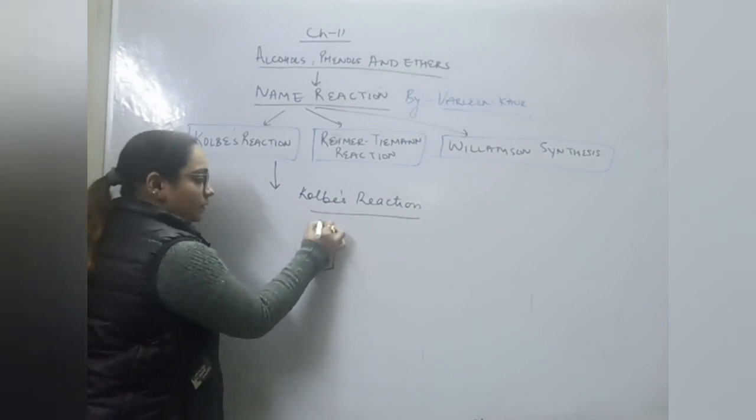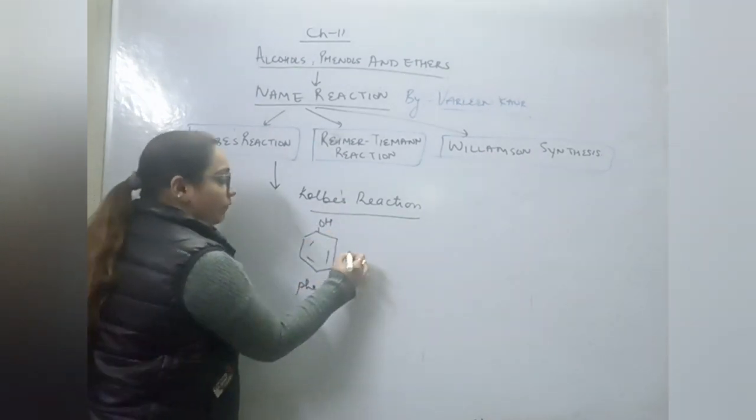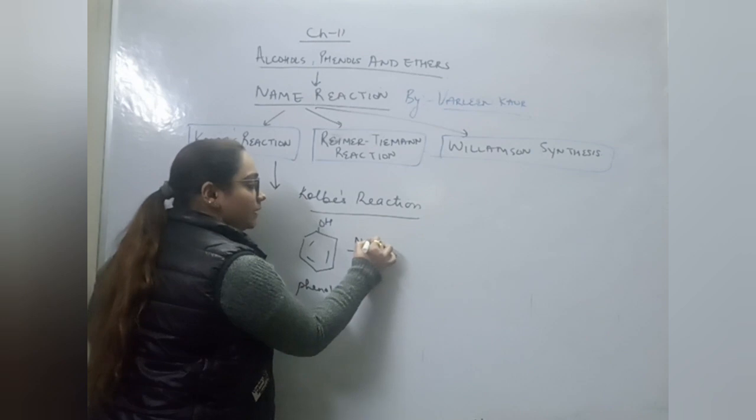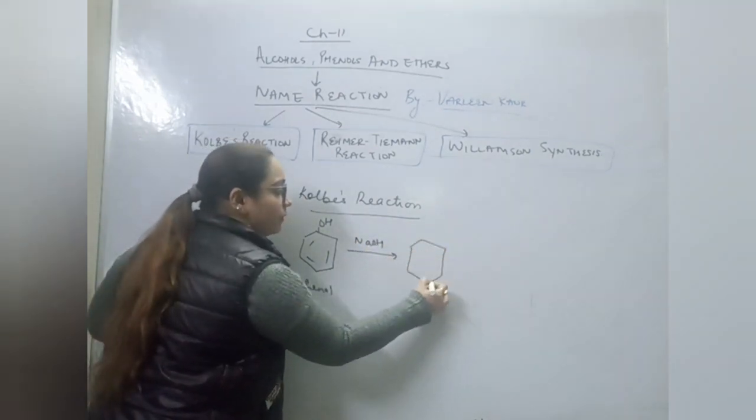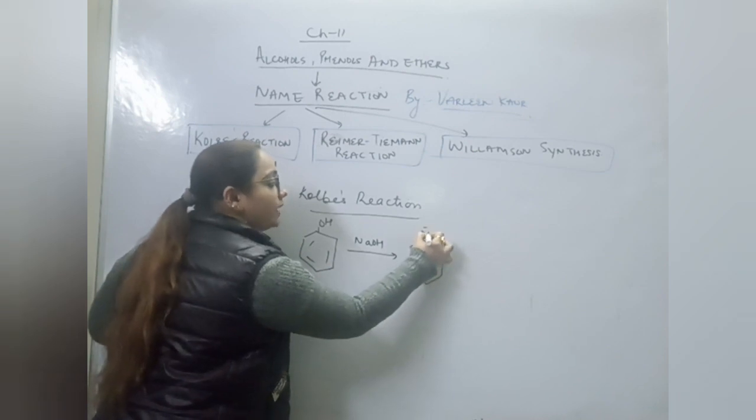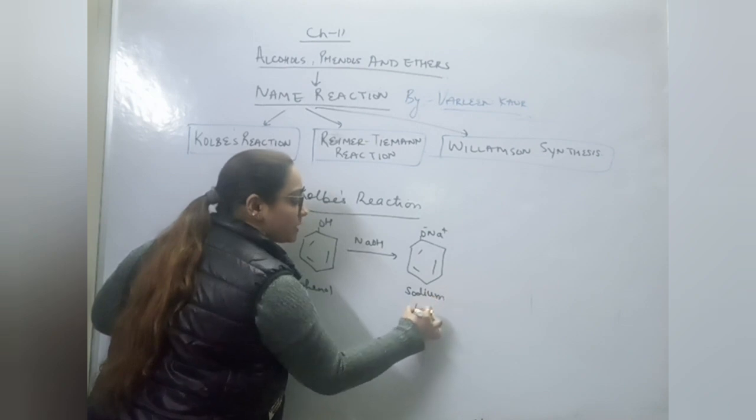Phenol: when OH is attached to benzene, it is known as phenol. When phenol is treated with NaOH, sodium hydroxide, it will form O negative Na positive. This is known as sodium phenoxide.